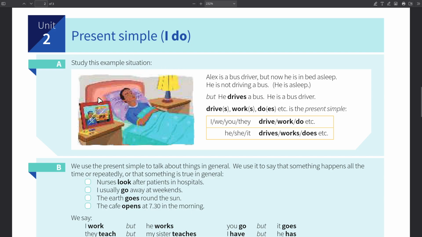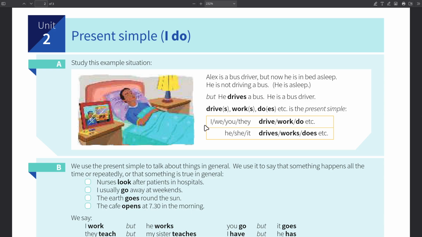Okay, we see this picture. There is a man who lays down on the bed. Probably he's sleeping or probably he's died. We don't know exactly, right? But we can see a picture, right? In the picture there is also a bus, right? And that's it. So let's read.